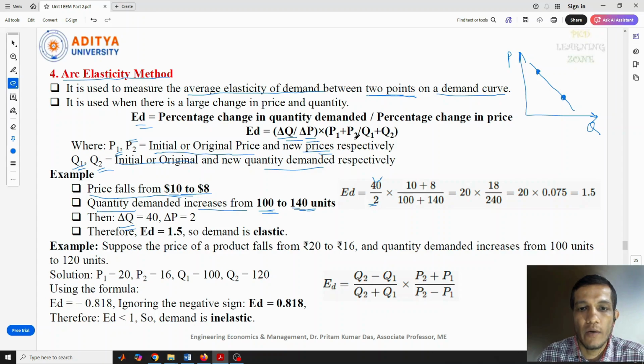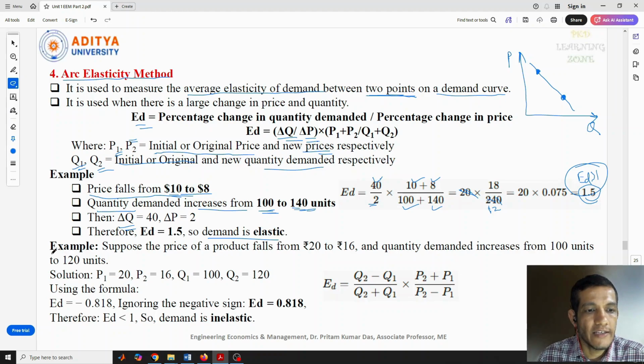What about this P1, P2? P1 is the initial price and P2 is the final price. So the initial price is 10, final price is 8. Initial demand 100, final demand 140. If you add all these things, then you will get 40 by 220 times 18 by 240. Now we can cancel this. This is 12. So 18 by 12 will give 1.5. So we got the value of 1.5, where ED value is greater than 1. So we can say the demand is elastic here.